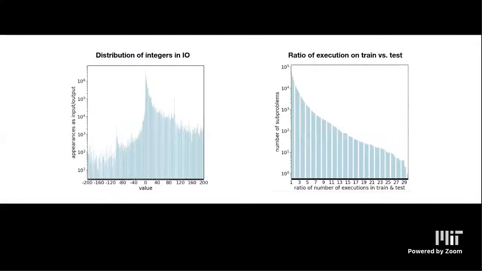If we compute some statistics on our data set, we can see that it is both naturalistic and hard to generalize. We see it is naturalistic looking at the distribution of integers in input-output. And we see here that the distribution is very human-like. So small numbers are much more frequent than large numbers, and positive numbers are more frequent than negative numbers. And then we also see it's hard to generalize looking at the ratio of train and test. We see that there are a lot of problems in which the test executions have a bigger ratio than what the executions look like on train.